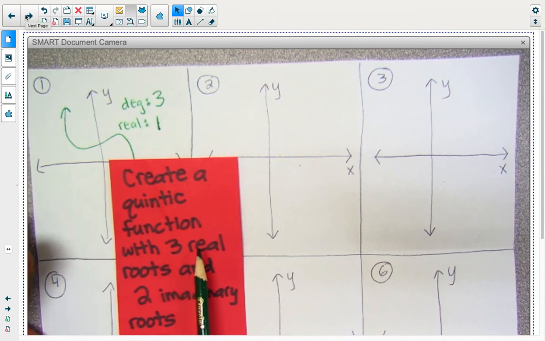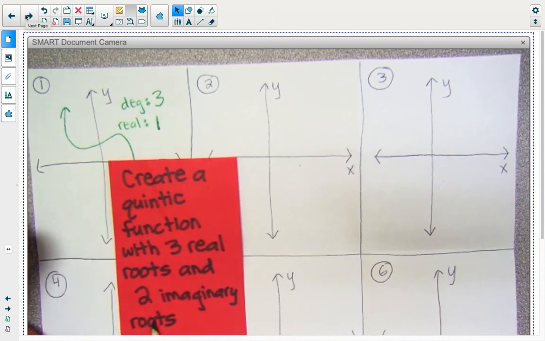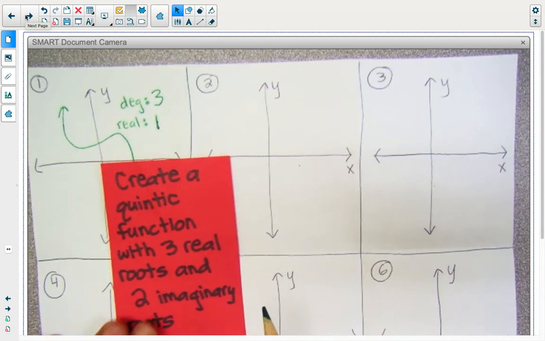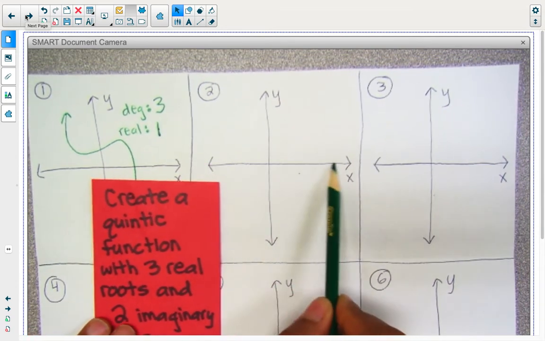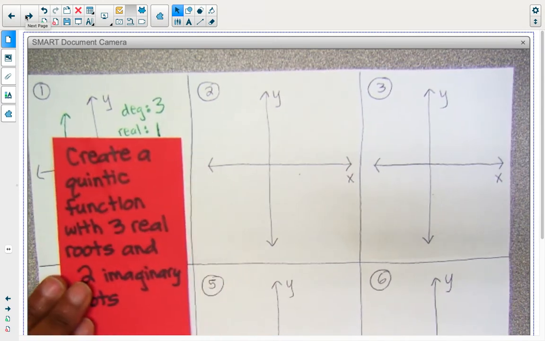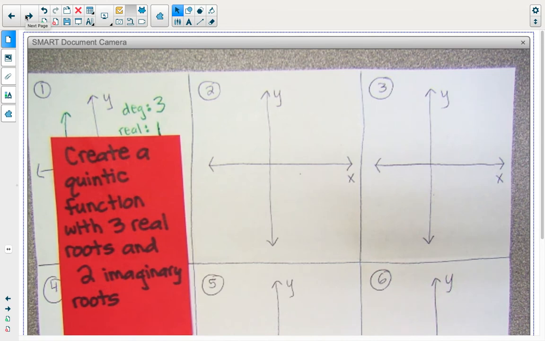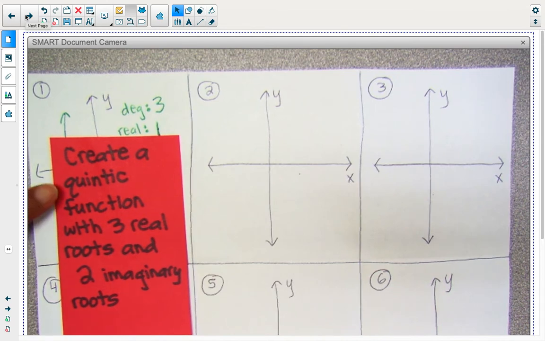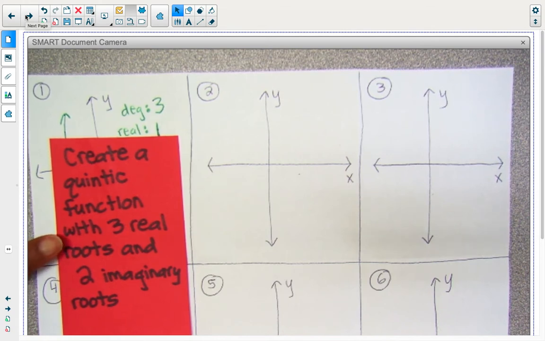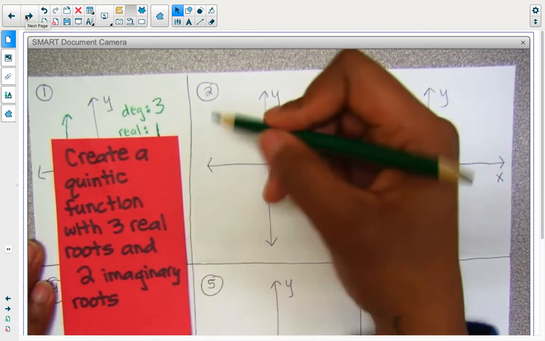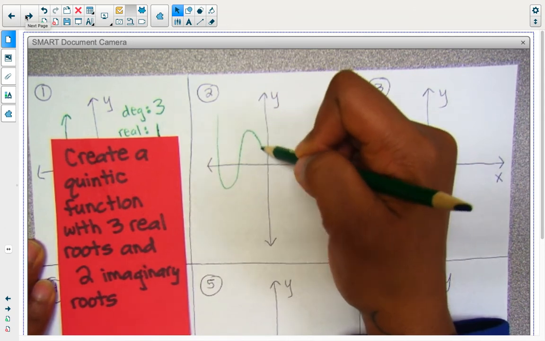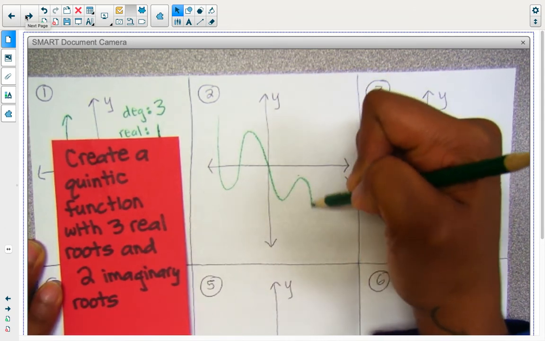It has 3 real roots and 2 imaginary. So it only can cross the x-axis 3 times. So here's my x-axis here, and it only can touch in 3 spots. So let's see, one possibility that I can do, and there are infinitely many possibilities out there, as long as the shape is quintic and it has 3 real roots, so it crosses the x-axis 3 times. So I'm going to draw mine. This is 1, 2, 3, 4, 5.